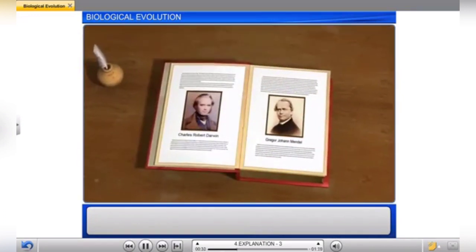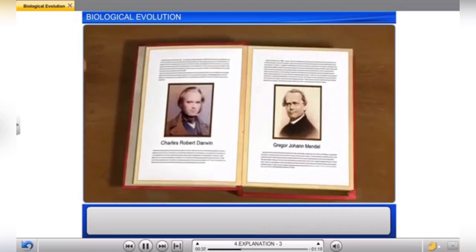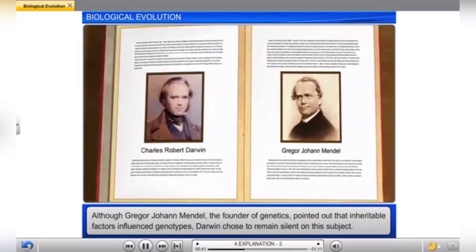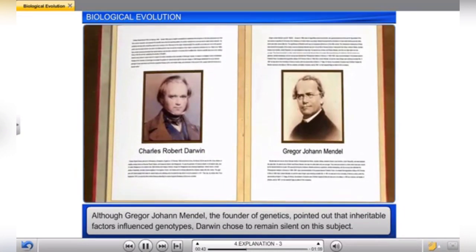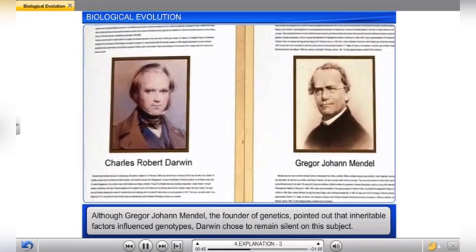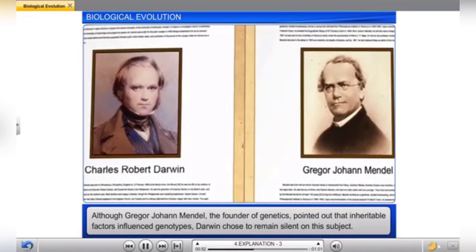Scholars have often wondered how the Darwinian concept of variation through inheritance actually occurred. Although Gregor Johann Mendel, the founder of genetics, pointed out that inheritable factors influenced genotypes, Darwin chose to remain silent on this subject.